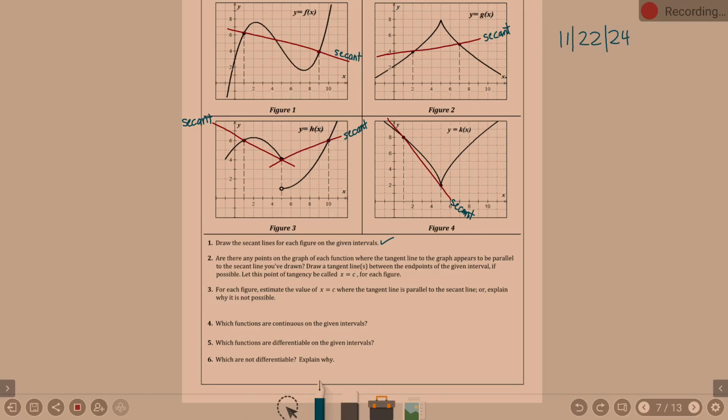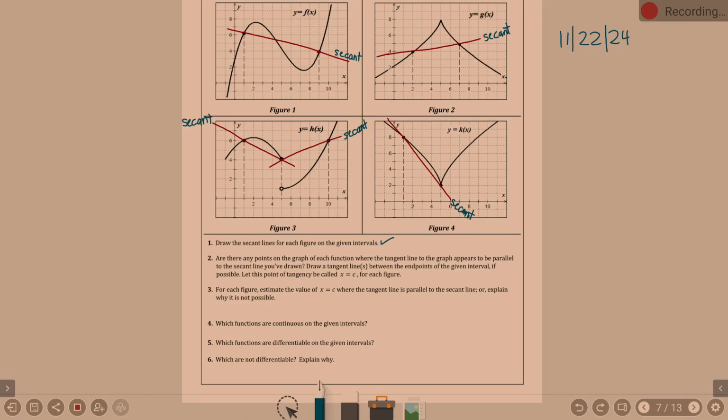Are there any points on the graph of each function where the tangent line to the graph appears to be parallel to the secant line you've drawn? Draw a tangent line between endpoints of the given interval, if possible. Let this point of tangency be called x equals c for each figure. So as we do this, can I draw a tangent line that is tangent to this graph somewhere that is also going to be parallel to our secant line that we've already drawn?